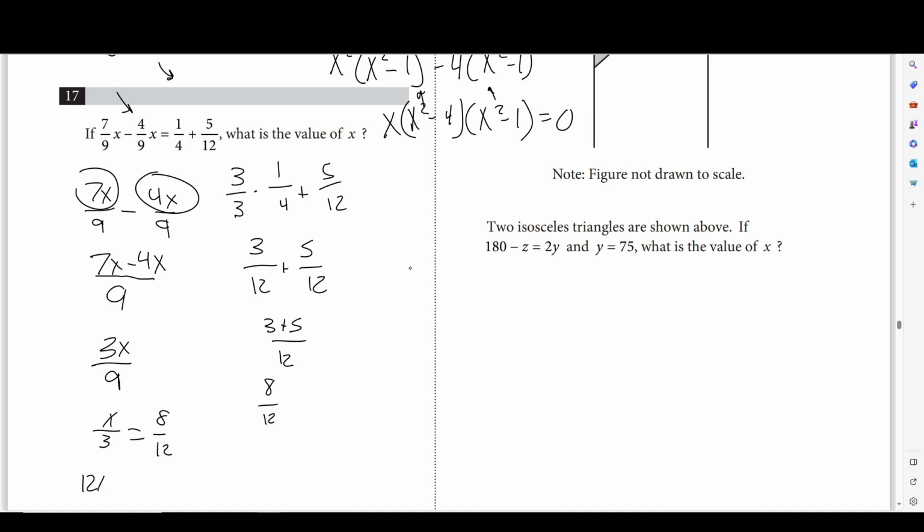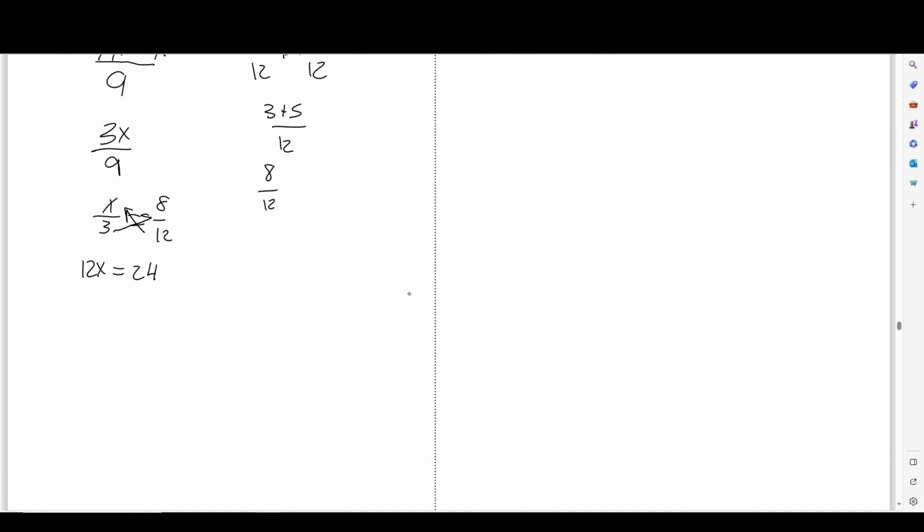Now I have 12x is equal to 24, right? How? Because I cross multiplied. Always remember to cross multiply when you have two fractions equal to one another. So here I have 12x is equal to 24 because 3 times 8 is 24. Divide by 12 on both sides. X has to equal 2 because 2 times 12 is 24.